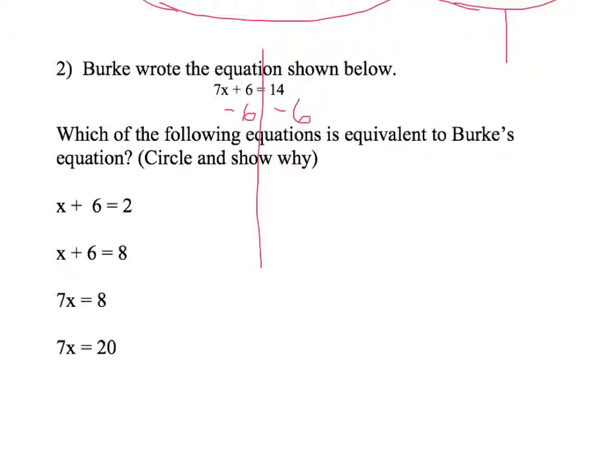Well, positive 6 plus negative 6 is 0. Then you bring down 7x plus 0. And then 14 plus negative 6 equals 8. Adding zero is not very meaningful, so we're just going to write 7x equals 8. And that's why this is the correct answer over here.